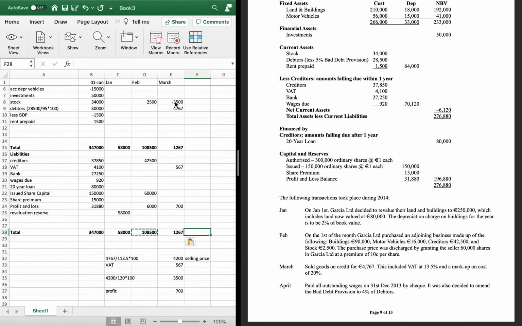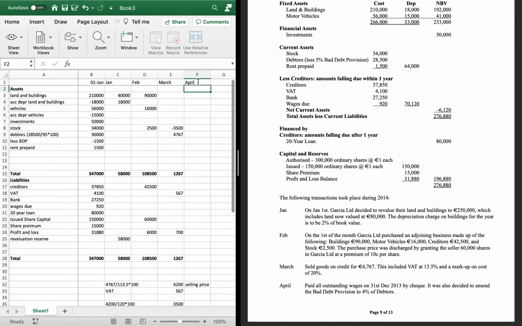So then work backwards from the 4,200 to find the cost price. So 4,200 divided by 120 multiplied by 100 gives you 3,500, which means you must have made a profit of 700. 3,500 up to 4,200 is 700. And then stock goes down by the cost price, 3,500, and it should balance from there. Okay. That's fairly common now, that question. So just be aware of that one. We should have seen it in some of the other ones we've done.